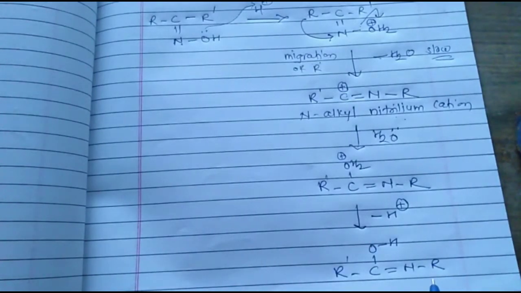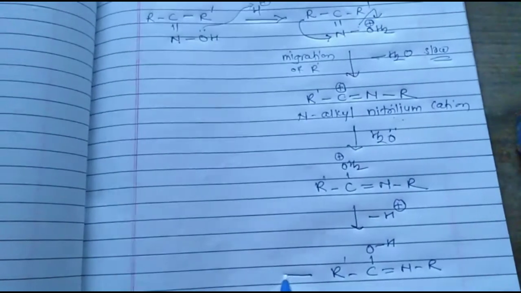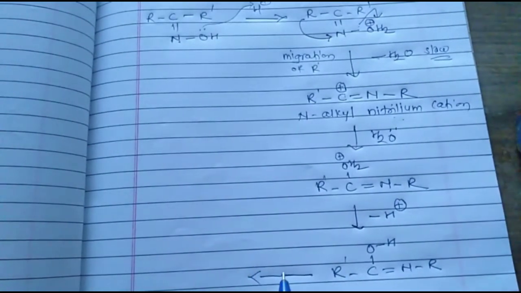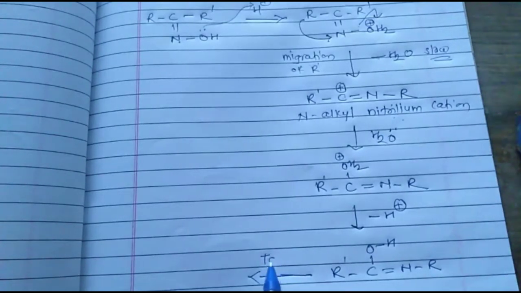Then tautomerism takes place. You know very well what tautomerism is. A rearrangement of the atoms in the molecule is called tautomerism. Here the tautomerism takes place.